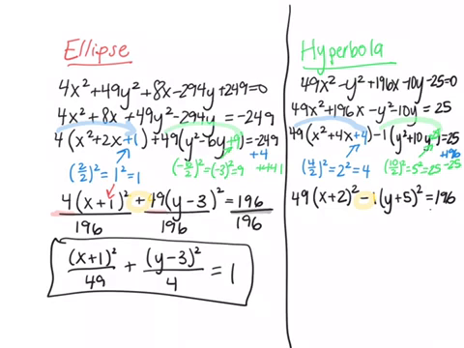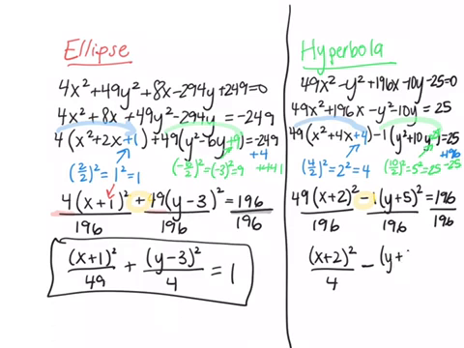So now we just need to make it match standard form, and standard form says that it has to be equal to 1. So I need to divide through by 196. So when I do that, I end up with x plus 2 squared over 4. That subtraction sign that I circled is what's going to connect these two fractions together. Y plus 5 squared over 196 equals 1.